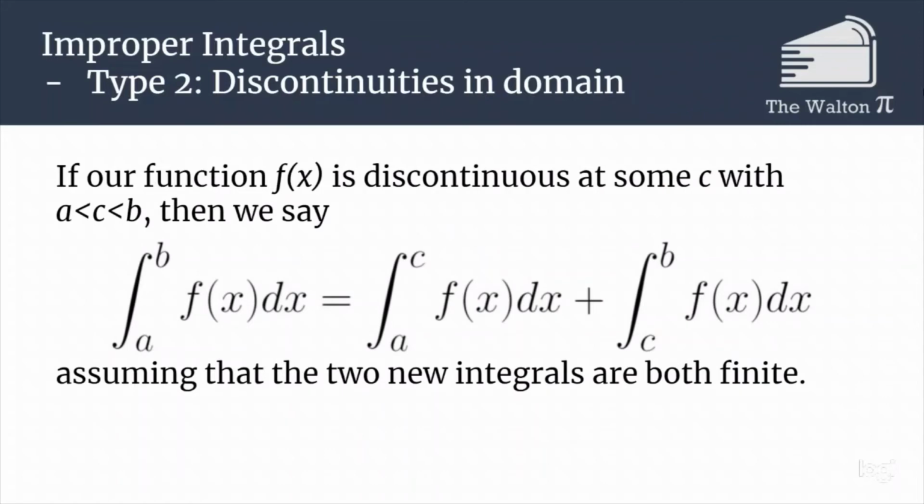We could also have a discontinuity somewhere in between a and b, and so then we would say it's the integral from a to b of f of x dx equals the integral from a to c of f of x dx plus the integral from c to b of f of x dx, assuming that the two new integrals are both finite, in which case that's how we would compute that. So we've transformed this into two integrals where there's discontinuities at the endpoints rather than somewhere in the middle.